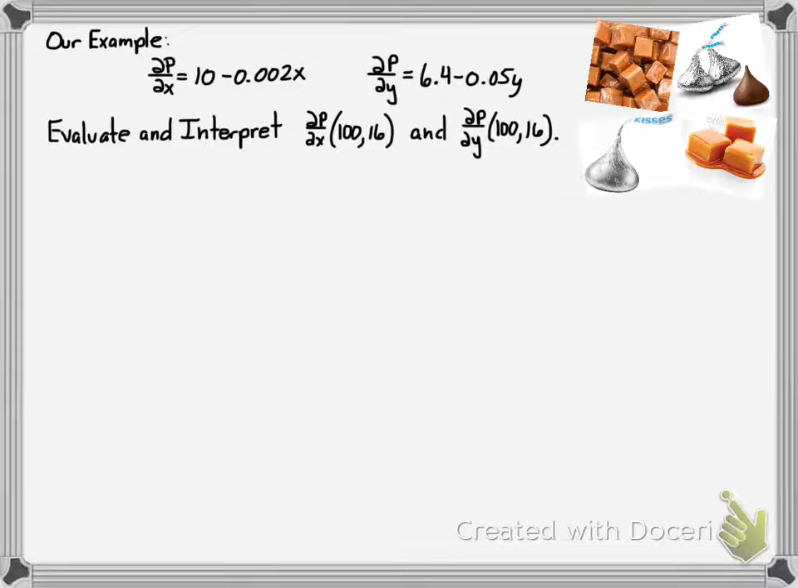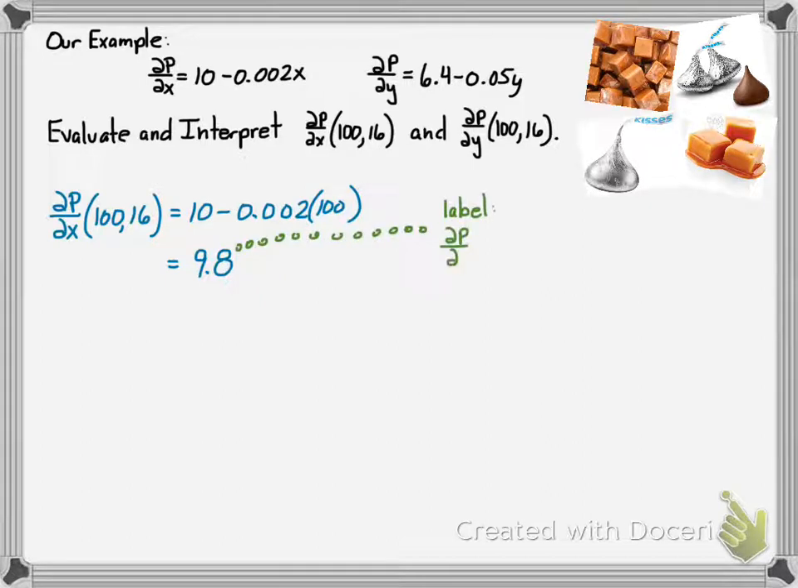Okay, so we'll start with the partial derivative with respect to x. And when we do that, everywhere that I see an x, I replace it with 100, and everywhere I see a y, I replace it with 16. For our partial derivative with respect to x, there are no y's in this particular formula, and so we plug in 100 for x, and we get out a value of 9.8.